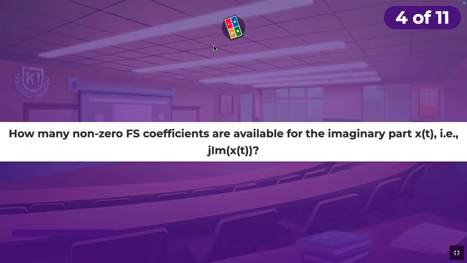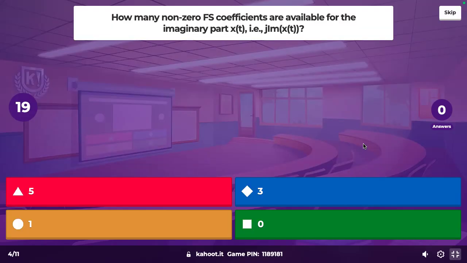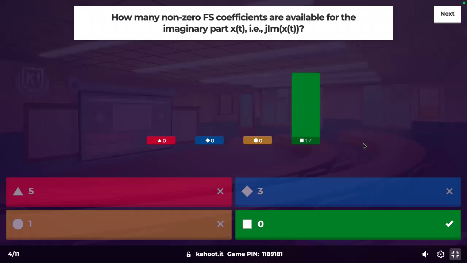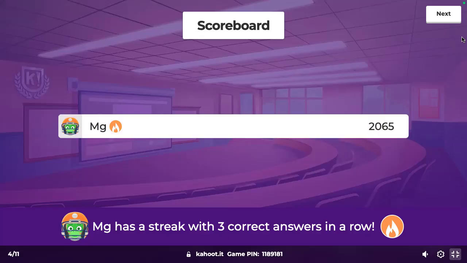Yeah, we still have 2 minutes. How many now for the imaginary part? I think this one will be easy. Yeah, the answer should be 0, right? Because it's just a real signal.